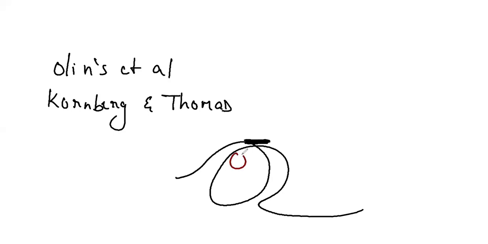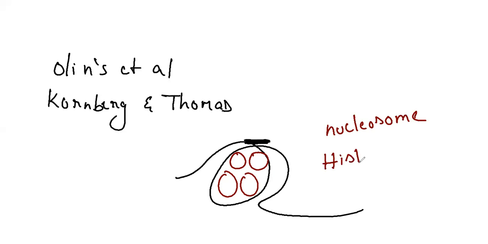And you have the H2A, H2B, H3, and H4. The other side also you will be having that. So we call this the nucleosome or histone octamer. Nucleosome consists of histone octamer. Histone octamer is actually formed by H2A, H2B, H3, H4.